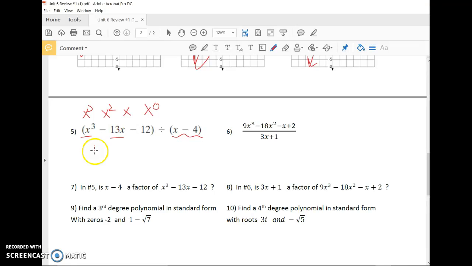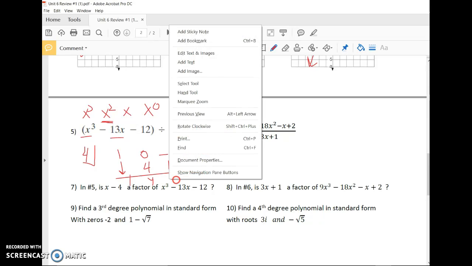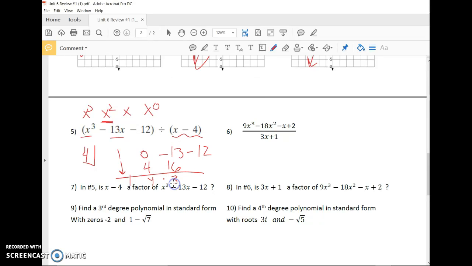When I look over here, my number I need to put in my box is 4. Then I'm going to put in 1, 0, because we had to add in that 0x squared, negative 13, and then negative 12. Now we're just going to do the synthetic division. The 1 carries down. 1 times 4 is 4. I get 4 right here. 4 times 4 is 16. I get 3 right here. 4 times 3 is 12. And that would give me 0.